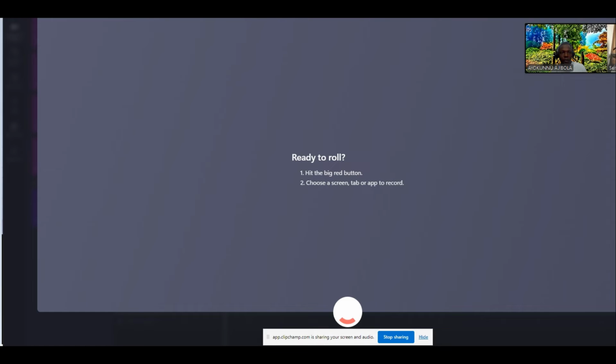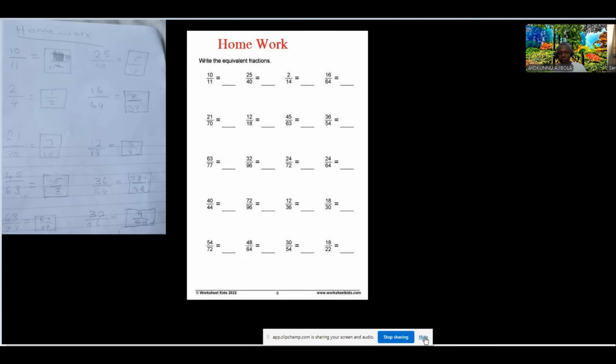These are fractions that we want to reduce to their lowest term. In other words, if it's in the lowest term, we leave it that way. But if it's not in the lowest term, we try to reduce it to the lowest term.